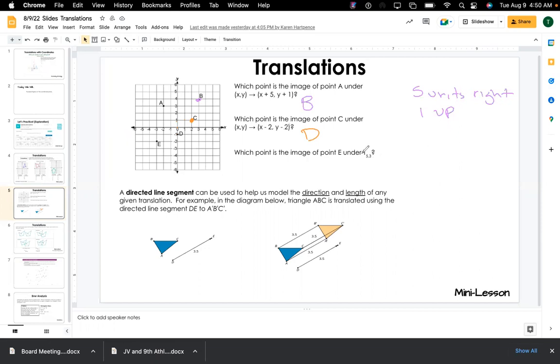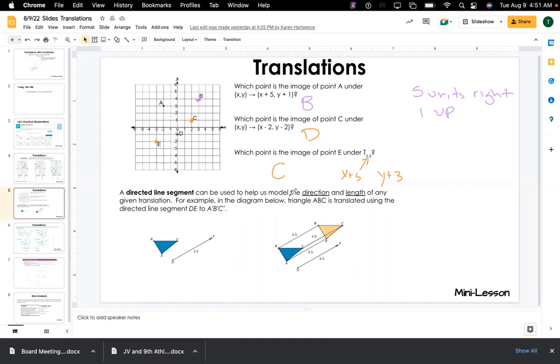Now, this is a little new notation. This is saying take point E, so we're starting here, okay? And this is saying move 5 units to the right and 3 units up. That's what this is saying. It's just a fancy way of saying that. All right, so 5 units to the right, 1, 2, 3, 4, 5, and 3 units up, 1, 2, 3, and that's point C. Okay, you got to know how to read that fancy notation.